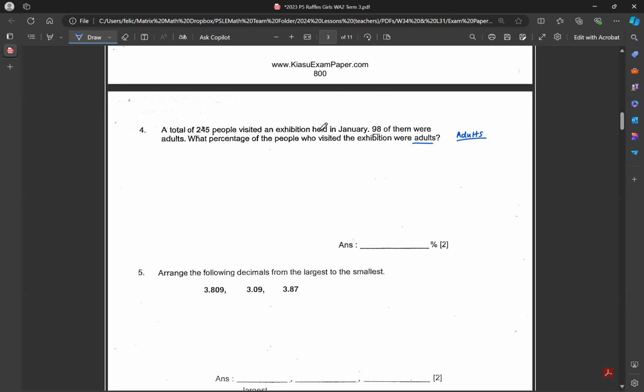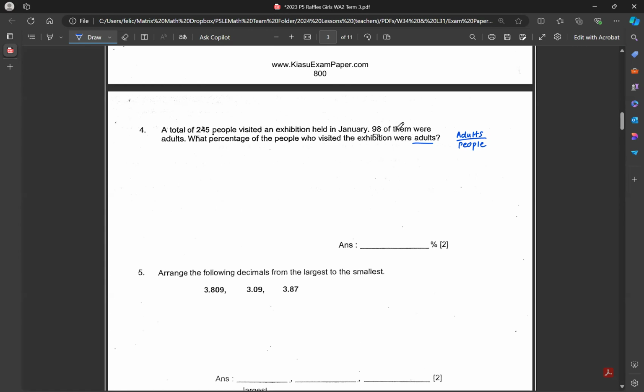And what about the denominator? Use the word "of" to determine your denominator. What percentage of the people? So your total people is at your denominator. Okay, so this is the fraction to focus on: adults over people.